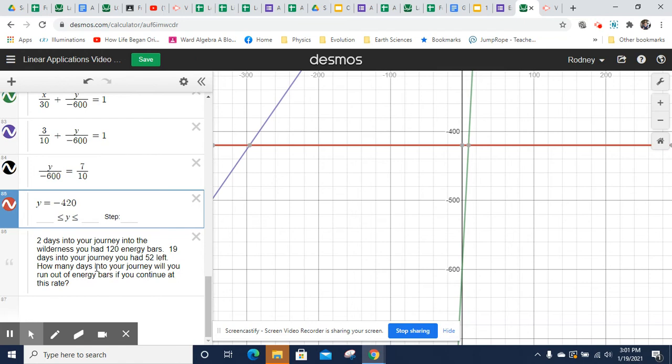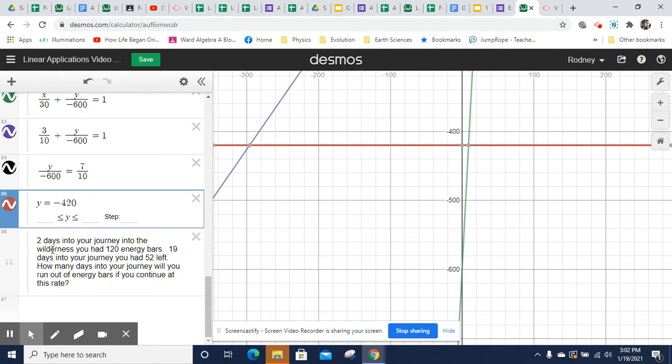All right, last one. By process of elimination, you can probably figure out where this is going. But 2 days into your journey into the wilderness, you had 120 energy bars. 19 days into your journey, you had 52 left. How many days into your journey will you run out of energy bars if you continue at this rate?